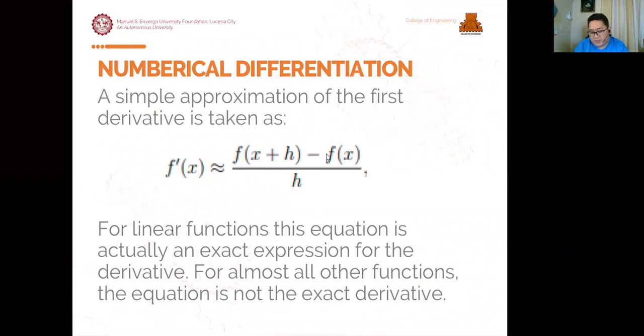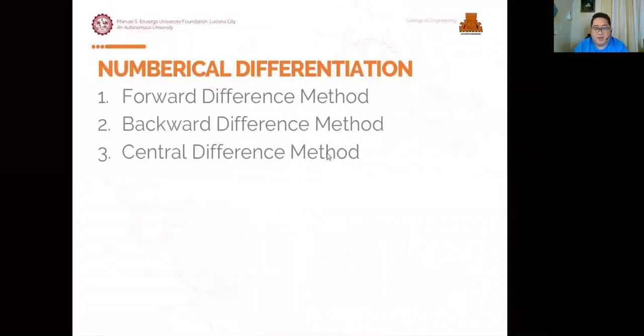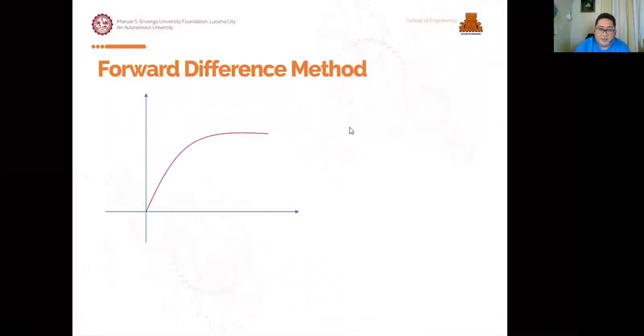In numerical differentiation, we have three different formulas or methods that we can use: the forward difference method, the backward difference method, and the central difference method. We will first discuss the forward difference method, and each method will be discussed on how we can derive each one. So, let us start with the forward difference method.